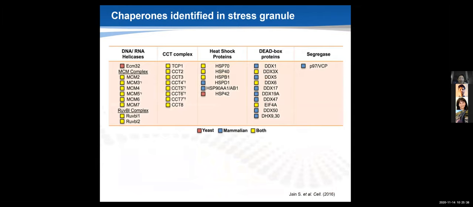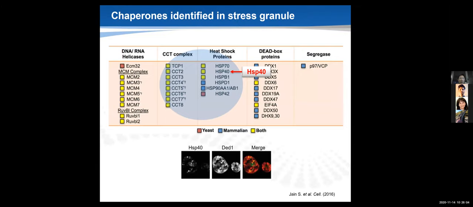The second case, I think I have 15 minutes more. So I will show you my second case, another chaperone identified in stress granules. In this case, it's HSP40. HSP40 was also found in stress granules, and there is a lot of evidence showing that this protein is a chaperone. It's also involved in ALS or ALS-related RNA binding protein aggregation.